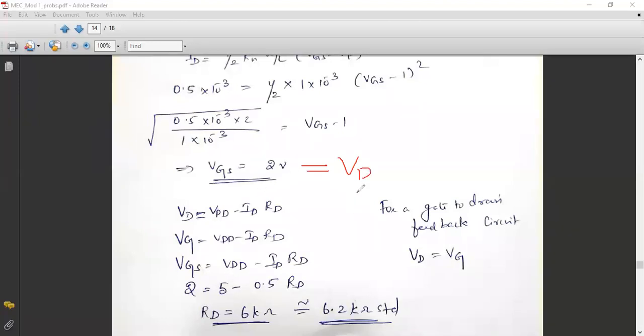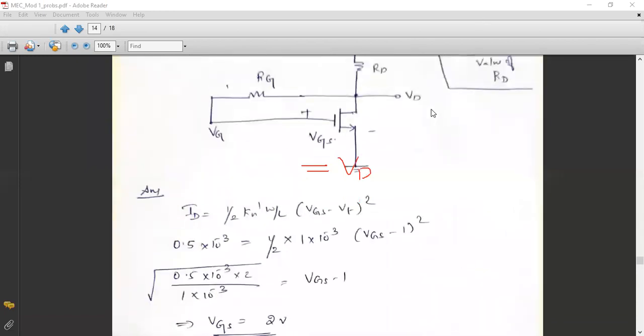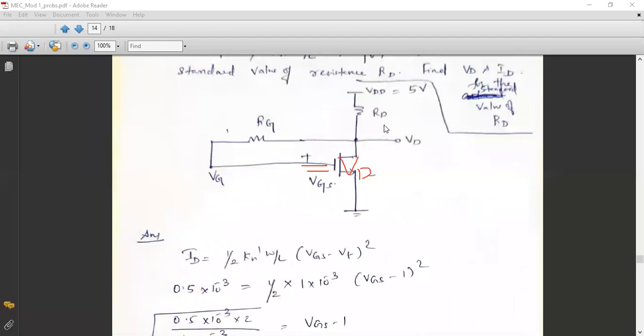Now you can find RD. All of you find RD. RD is equal to VDD minus VD divided by ID. ID is given to you. Now substitute and tell me the answer. 6K. Very good. It is 6K.